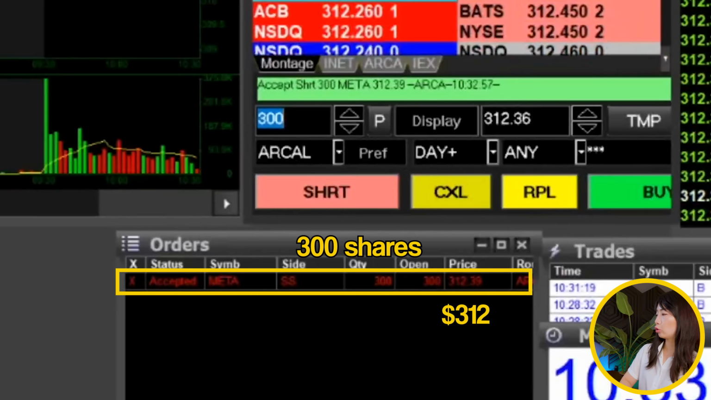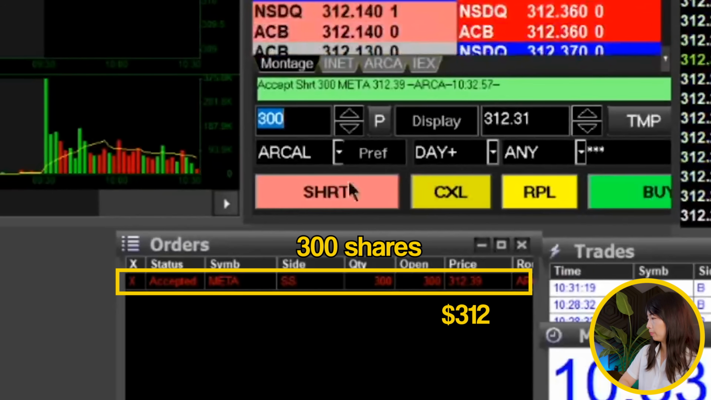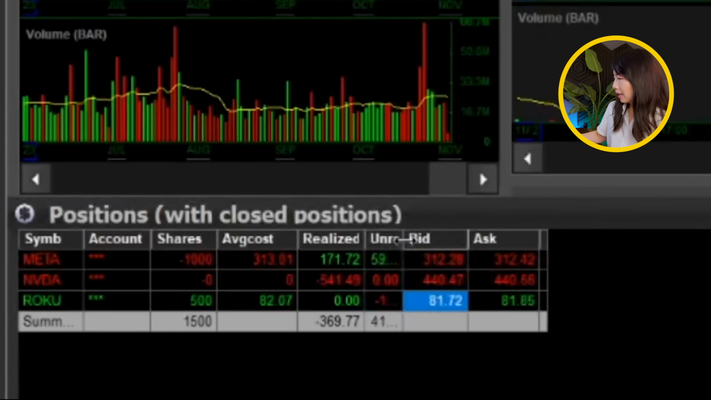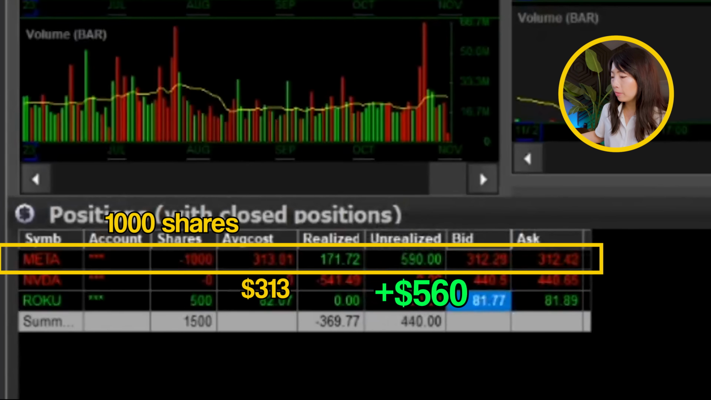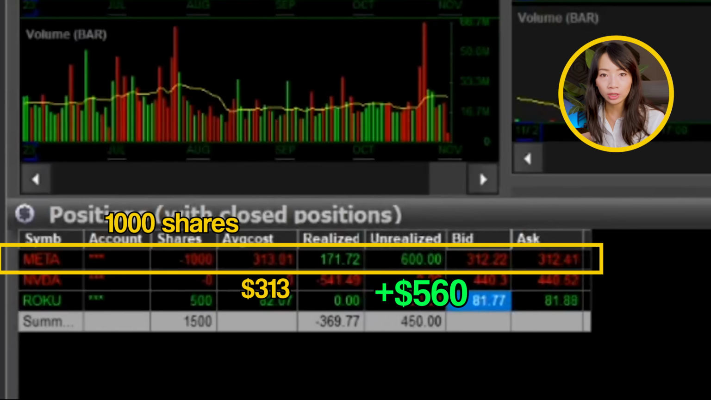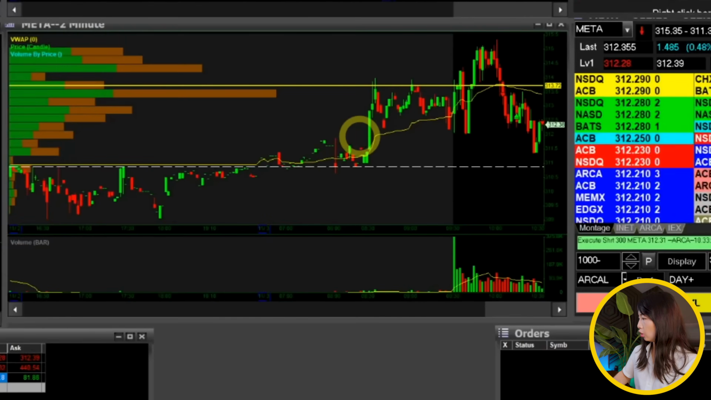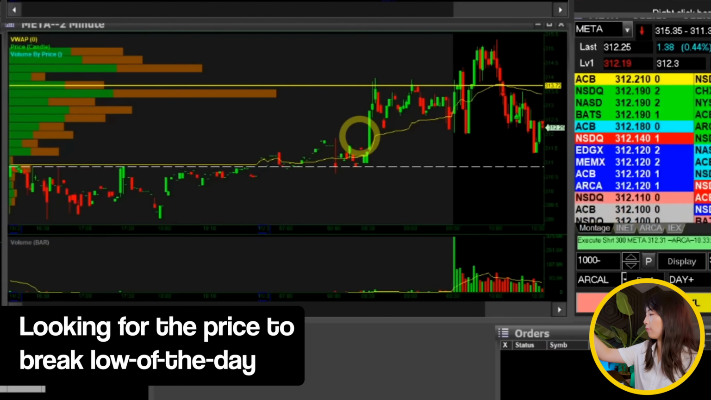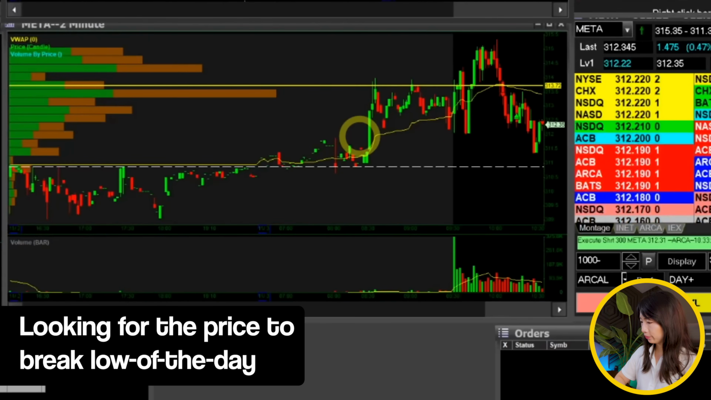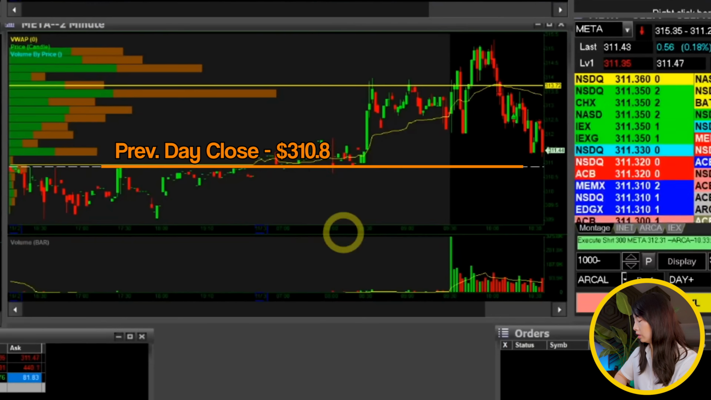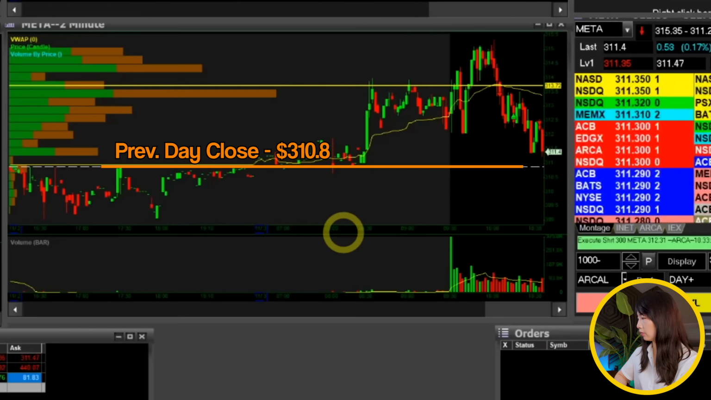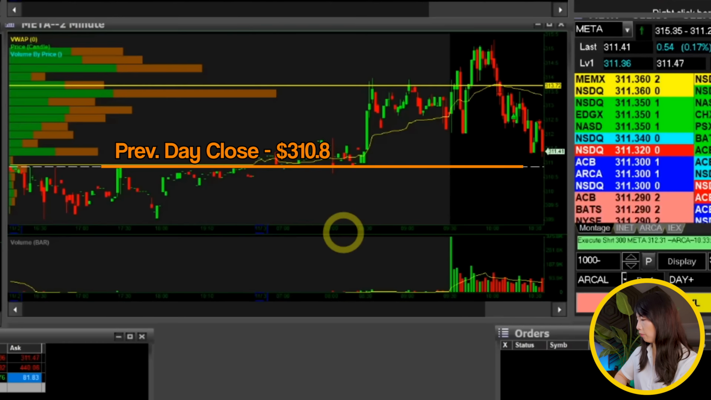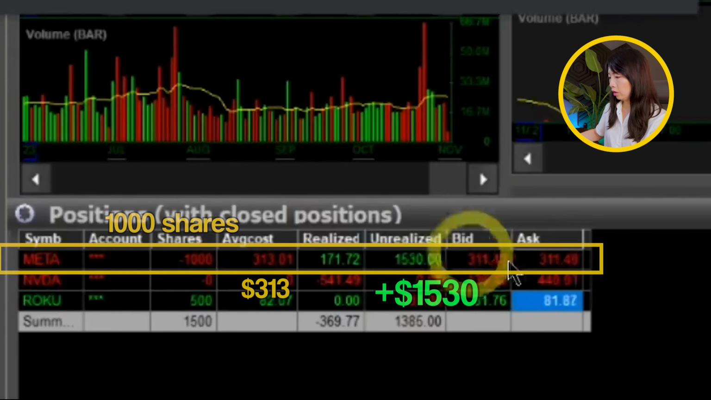Fast forward a little bit, I'm trying to add to my Meta short. You can see I'm trying to add a little bit around 312.30s. I added 300 shares, so I'm back with 1,000 shares short on Meta stock with an average of 313. Looking for the same thing, looking for the low of the day breakdown. You can see we are testing the low of the day. Fast forward, 311.40s. I'm up a little bit over $1,500.